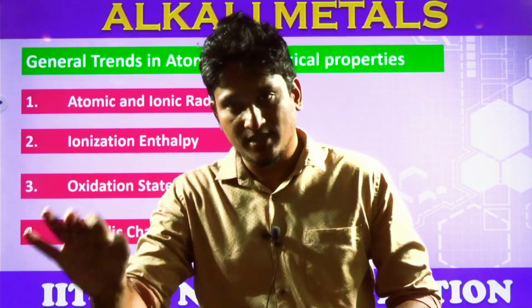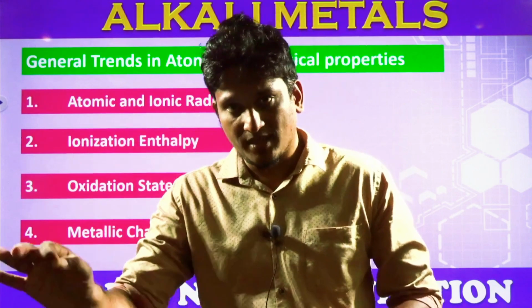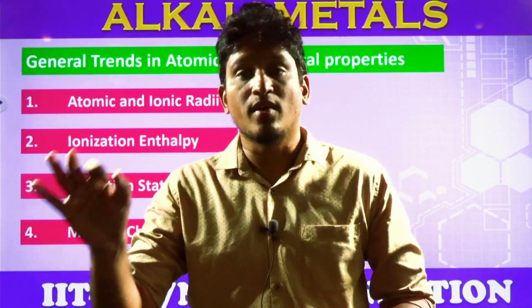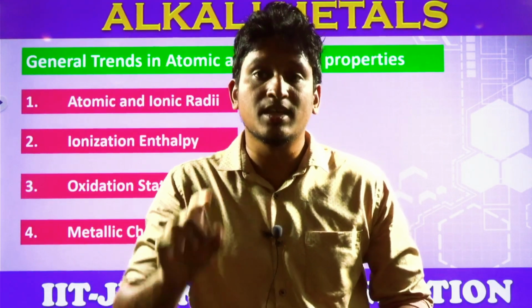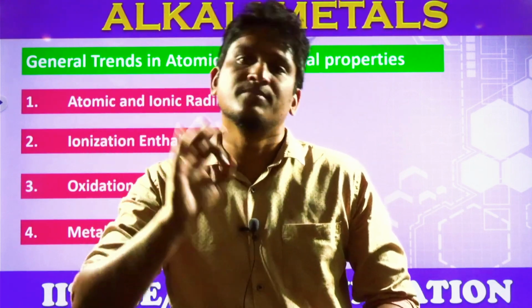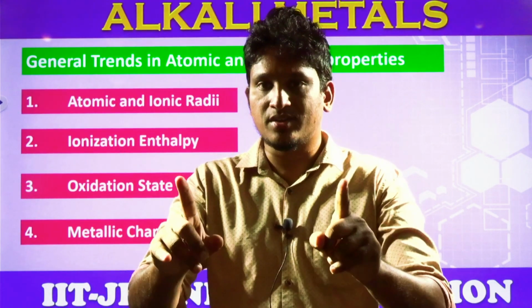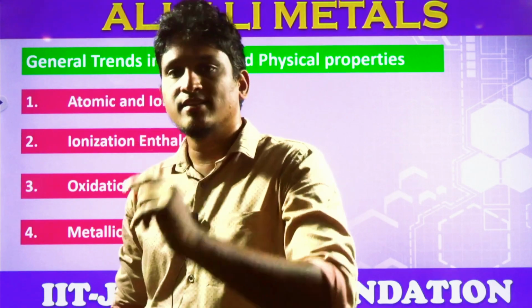Potassium becomes K plus ion. Rubidium becomes Rb plus. Cesium becomes Cs plus. So what is the oxidation state of all these alkali metals? +1 state is the oxidation state. Got the clarity, students? Because it all depends upon the valence shell configurations.